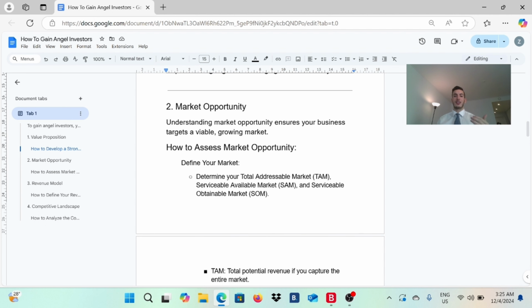So how to assess market opportunity? You need to understand that every market you are entering has a growth rate you are looking to get. You don't need to enter a market that has an annual growth rate of less than 10%. We will talk about that later on.